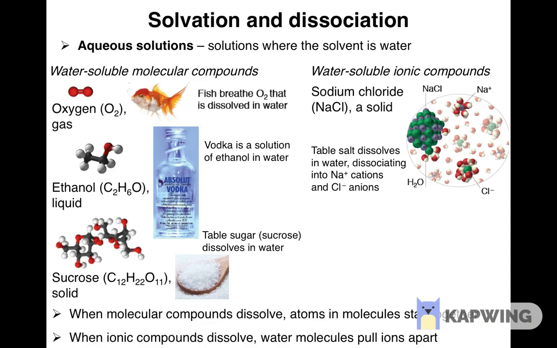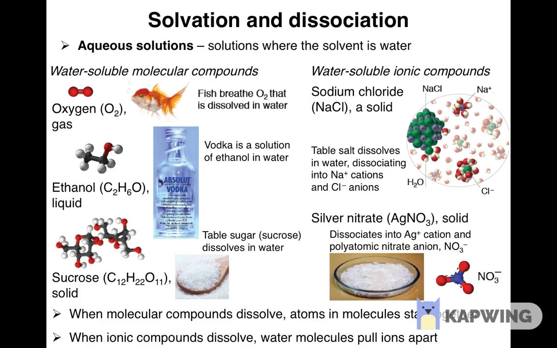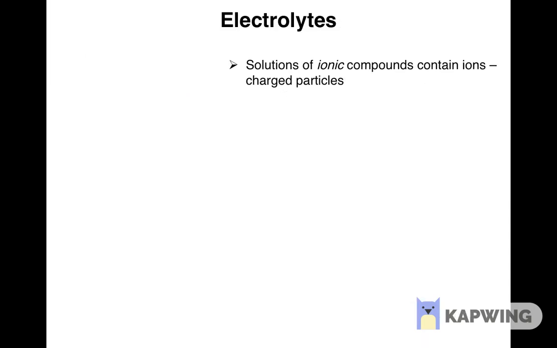However, the atoms that make up a polyatomic ion remain bound to each other. For example, when we dissolve silver nitrate, AgNO3, in water, we get Ag+ and NO3- ions floating around independently. But the nitrogen atom and 3 oxygen atoms that make up the nitrate anion remain bound together by covalent bonds.